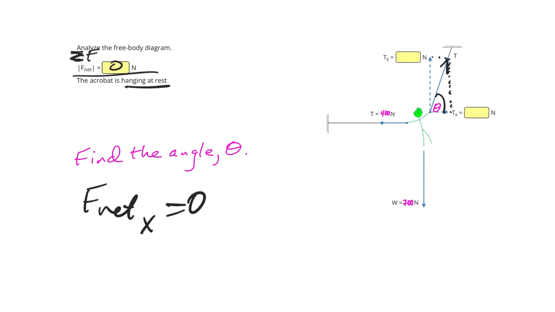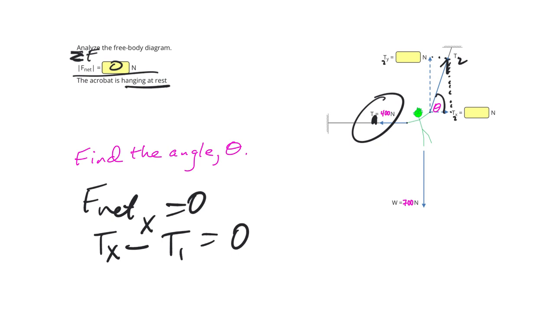So we can say, I don't know, I'll call this T2. So this is T2Y, and this is T2X. And let's call this T3, T1. Okay, so we got 2 ropes. Okay, so back to F net X. We know that T2X minus T1 is equal to 0 because the X components have to cancel out.